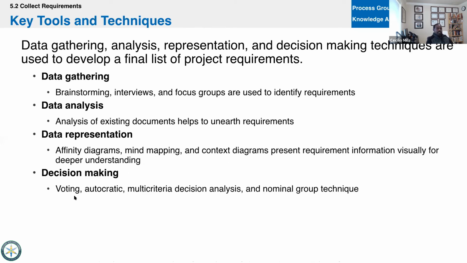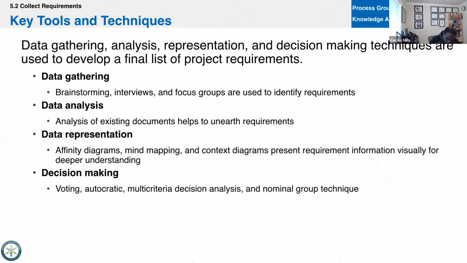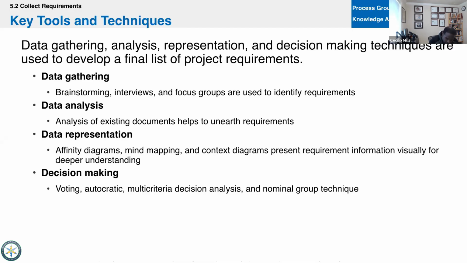Then there's decision making. Here goes the nominal. I had you write that word earlier, the word nominal. I have to exit and then restart. Okay. And so we see that word nominal again, and I had you write it earlier. But this is either voting or somebody doing it by themselves. Or there goes that fancy term, multi-criteria decision analysis.